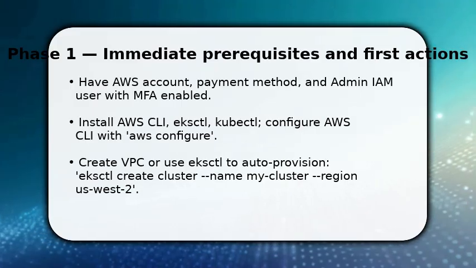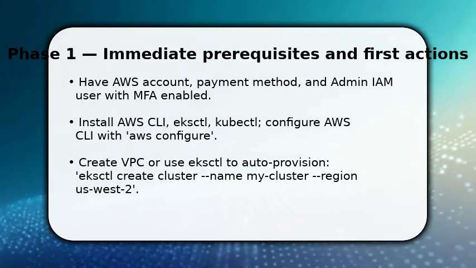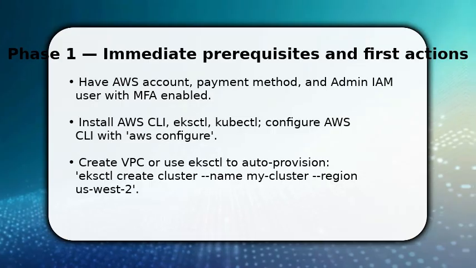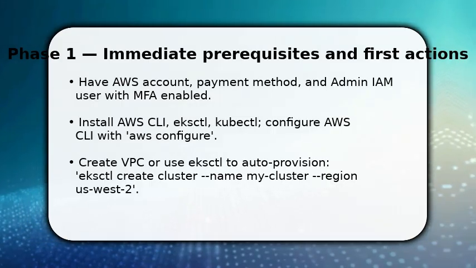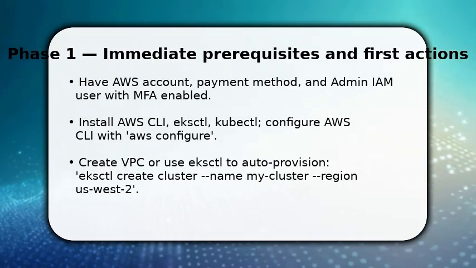You begin by ensuring your AWS account, admin IAM user, and MFA are ready. This prevents permission roadblocks later. Install and configure AWS CLI, then add eksctl and kubectl so you can control the cluster.